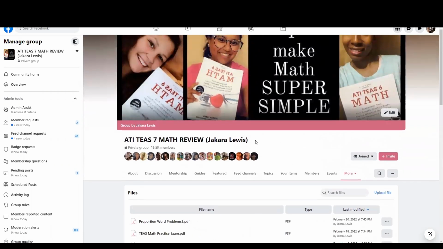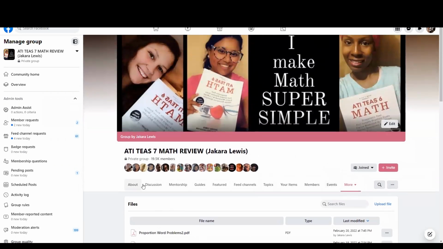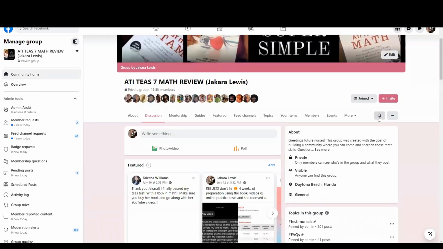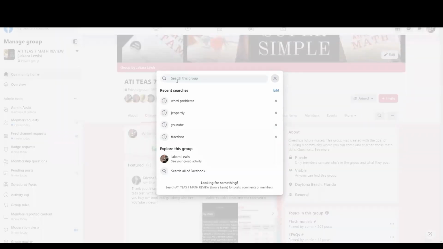All right, another thing that you can utilize in the group that a lot of people I think don't know how to use is this search bar right here. So if you go to the top of the group, you see this search bar, you can literally search any topic in the group.